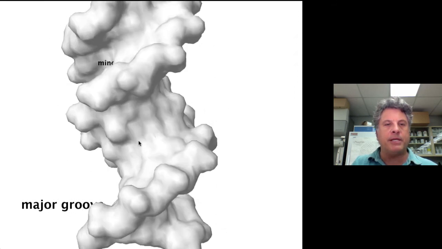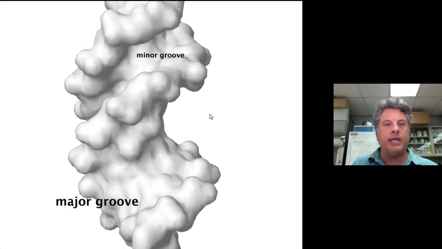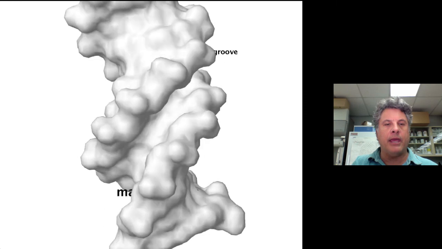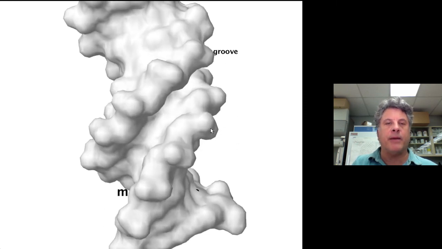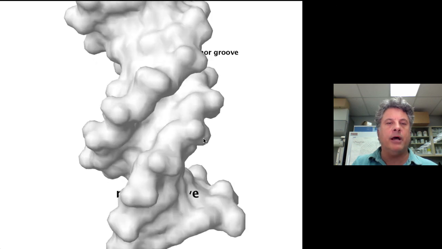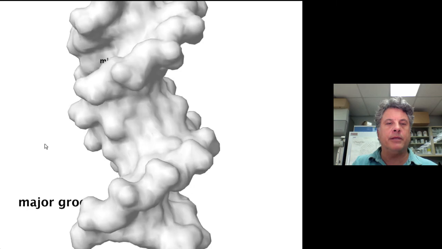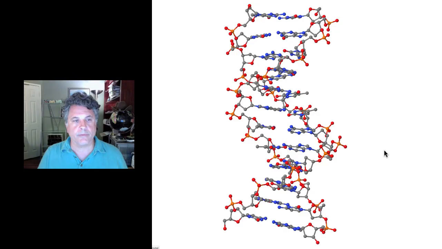So always opposite a major groove, 180 degrees opposite as we rotate, there will be a minor groove at that position in the long axis of the DNA. Minor groove, 180 degrees opposite, major groove. So that concludes our treatment of DNA structure for the time being.